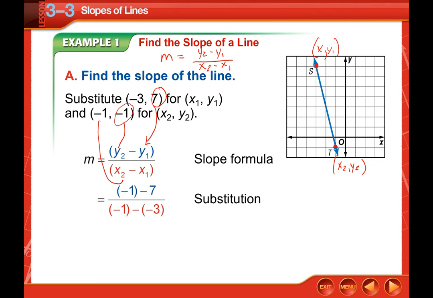-1 subtract 7. -1 subtract -3. Remember that whenever we're subtracting a negative, that acts as adding. And we end up with -8 divided by 2, or when we simplify, -4. Okay, a negative slope indicates that the line is trending downward.